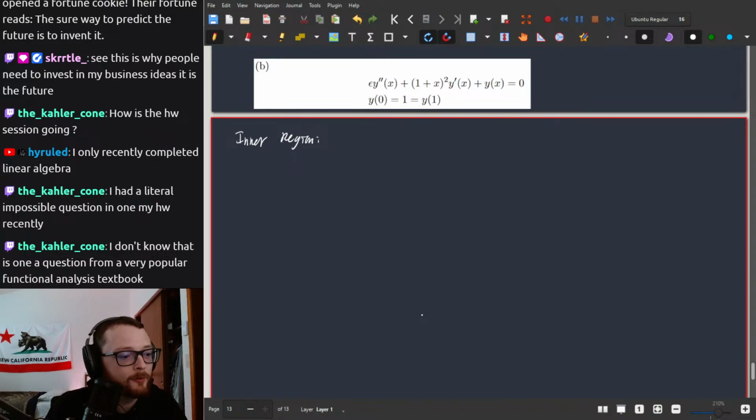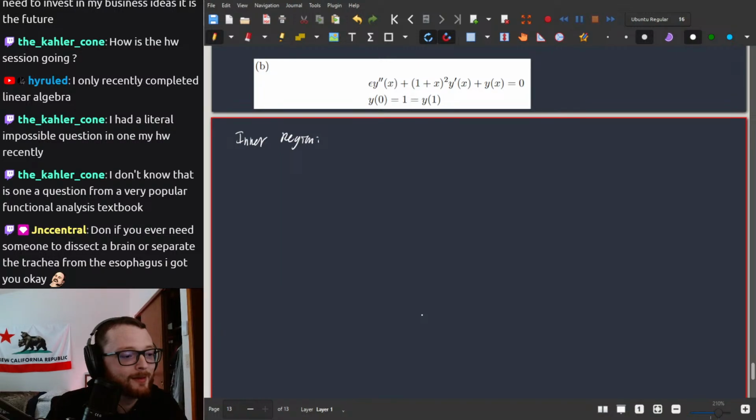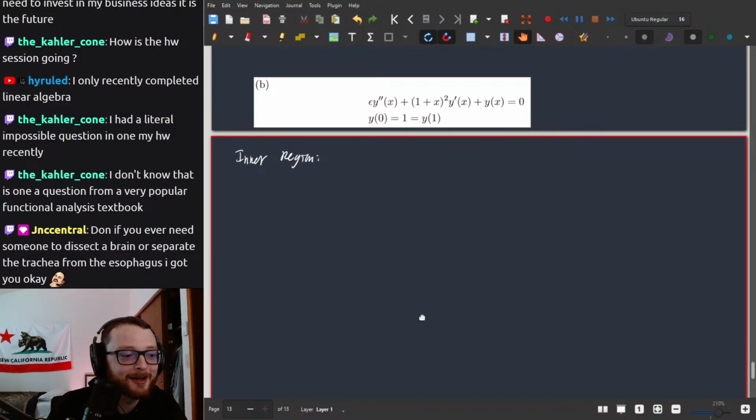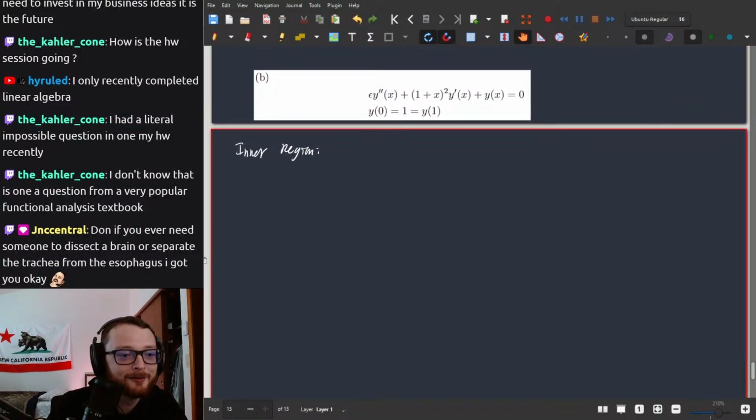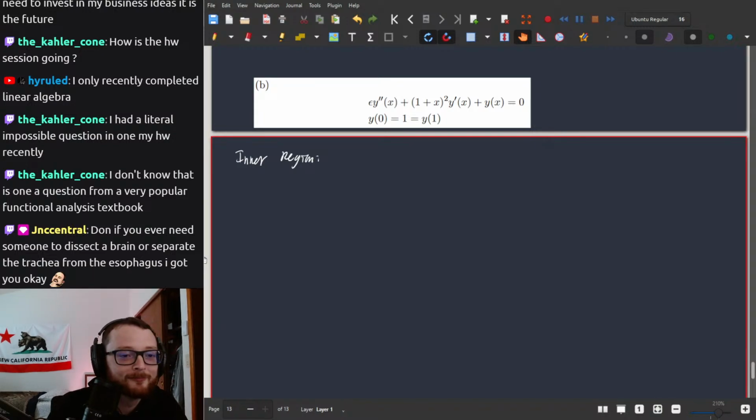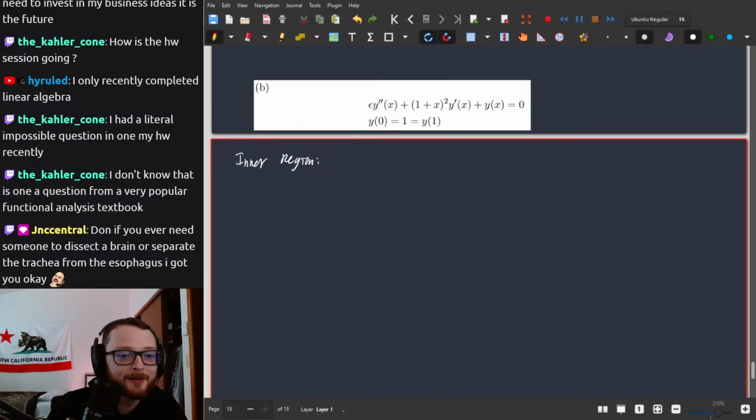You know, that is a question from a very popular functional analysis book. Huh. That sucks. We need someone to dissect a brain or separate the trachea from the esophagus. Oh, thank you. How did the body whatever go? I forgot. You mentioned that you were gonna do that. We need to name a change of variables here.